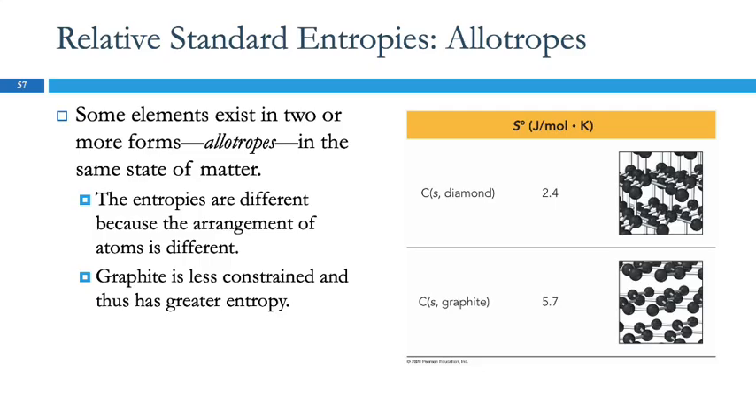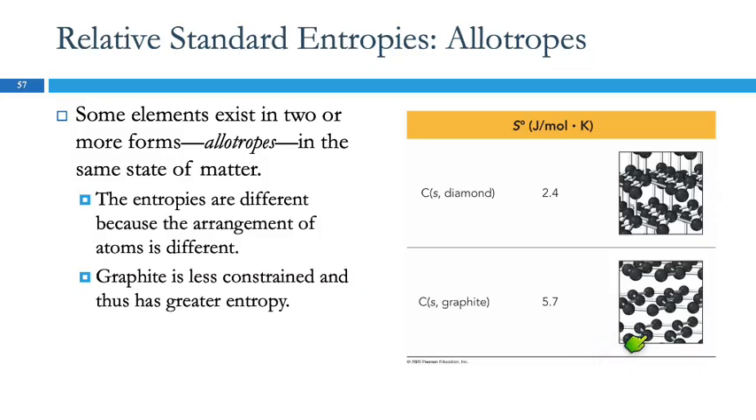Different allotropes. So graphite and diamond are two different forms of pure carbon. The entropies are different because the arrangement of the atoms is different. In graphite, we have layers of carbon bonded to each other. These are both network covalent solids.